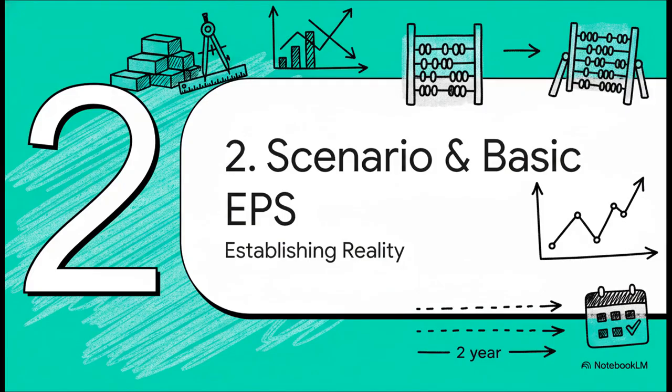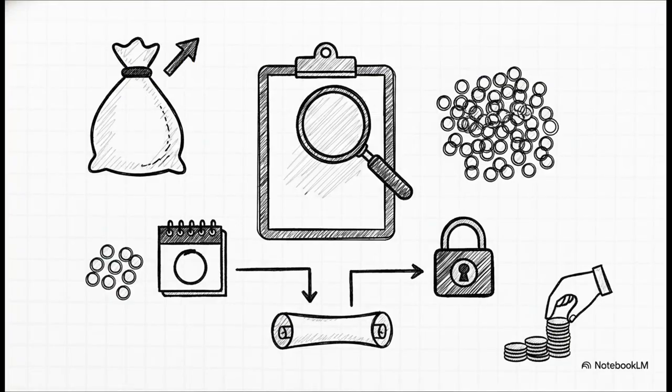Moving to section 2, scenario and basic EPS. Let's establish our baseline reality. Okay, let's lay out the facts of our case. We're starting with a profit after tax of 905,000 ringgit. On January 1st, we kicked off the year with 1 million ordinary shares. Now, we also have 500,000 ringgit in 8% convertible debentures. If you fully converted those debentures, they turn into 100,000 potential ordinary shares.